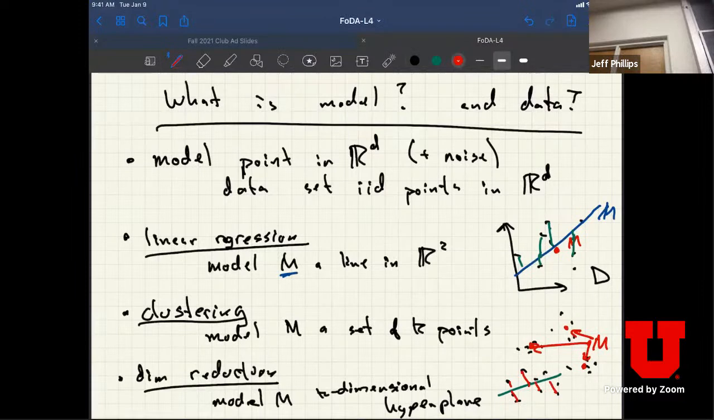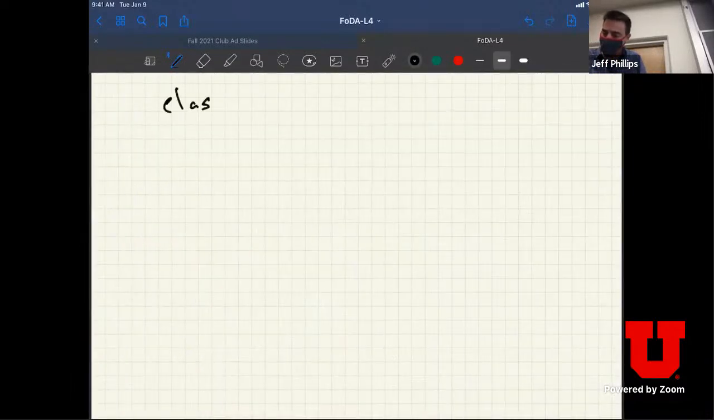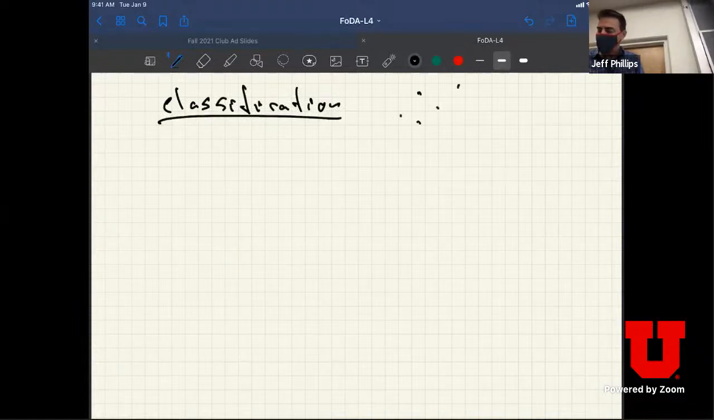There's a fourth case that I've run out of space on the slide for, and we'll talk about it later in the semester. I'll just say it is the classification problem. Okay, this one's a little bit different. I'm going to have points in R^d again, except I'm going to have two types of points. These are going to be plus points, and these are going to be minus points, and they come with this notion of a label.